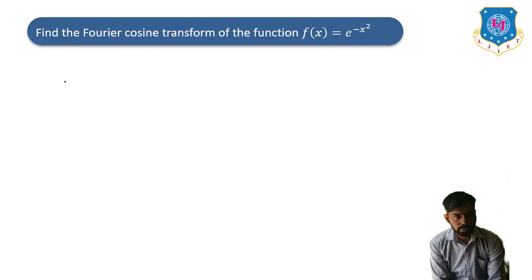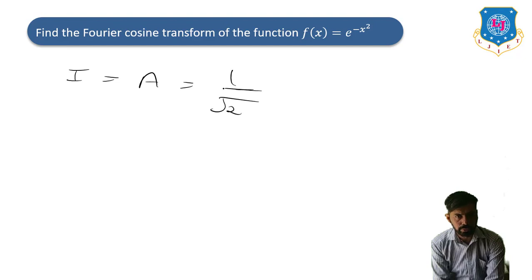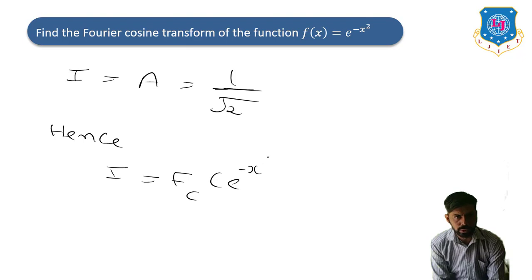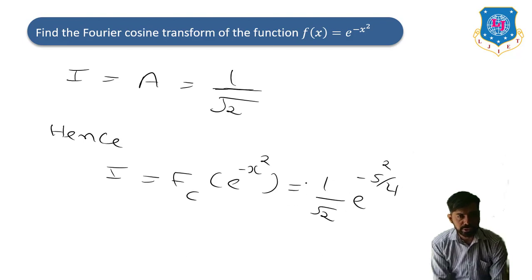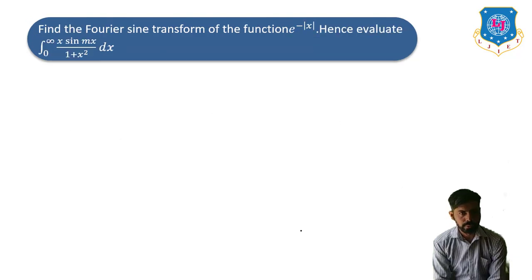Now from result 2, when we put s equal to 0 in result 2, then we can say that I is equal to A, and that is equal to 1 upon root 2. Hence the Fourier cosine transform of e raised to minus x square will be 1 over root 2 into e raised to minus s square by 4, because the value of A is 1 over root 2. So this is the Fourier cosine transform of the function f of x equal to e raised to minus x square.